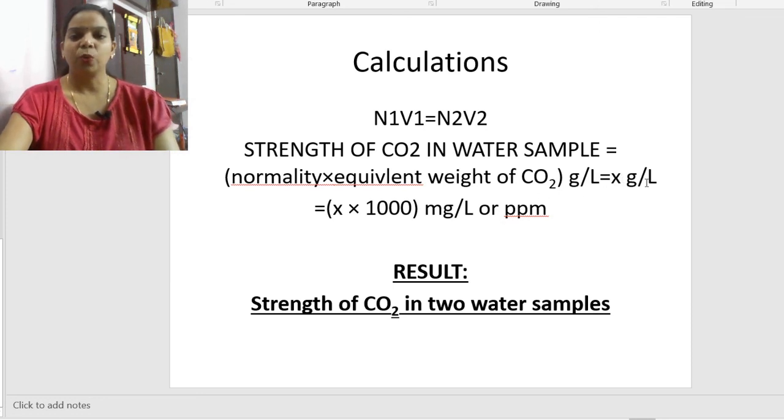Or you can convert this grams into milligrams. We can multiply this X with 1000. So it will give you milligrams per liter, or we call it ppm, parts per million. This way you can report the result, the strength of CO2 in the water sample.